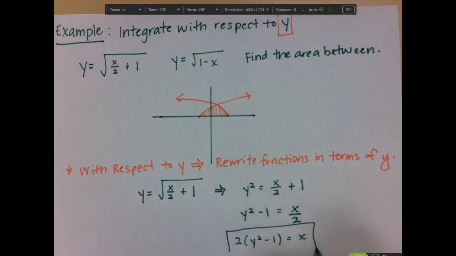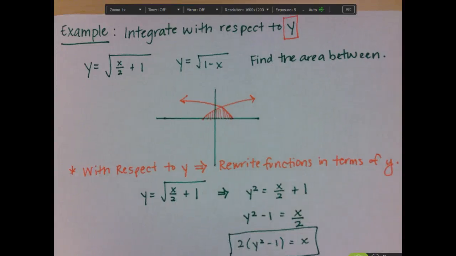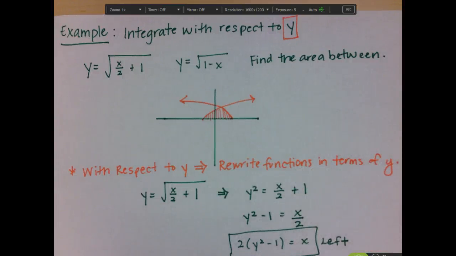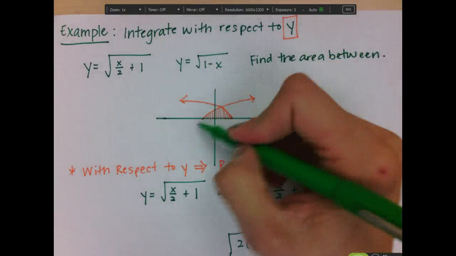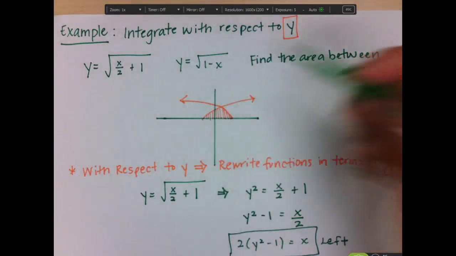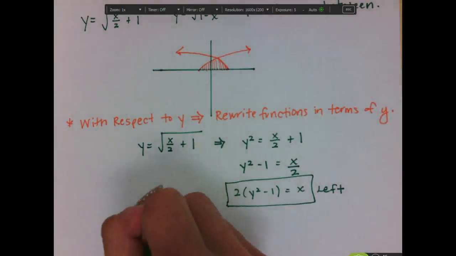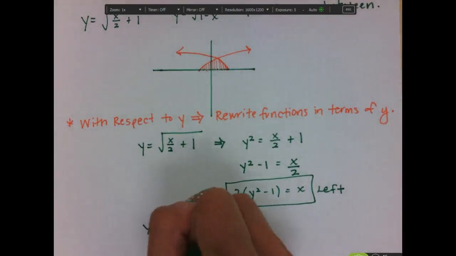So this is one of my functions. And it is important to know whether that's the function that's on the left or the function that's on the right. And so this one is actually the function that's on the left. Okay, and when you're drawing your graph, you'll be able to figure out which one's which by plotting some points.